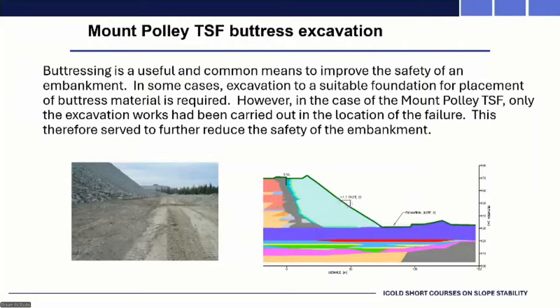The second point, two slides back, about the excavation, further complicated things and probably contributed to the problem. They were trying to excavate down to a suitable foundation layer for placement of the buttress works. That's not an uncommon problem: in order to build a buttress, you need to found it on competent material. So then what do you do? Do you start stripping 2 meters in front of the toe of the slope to get to the competent foundation so you can start building the buttress?